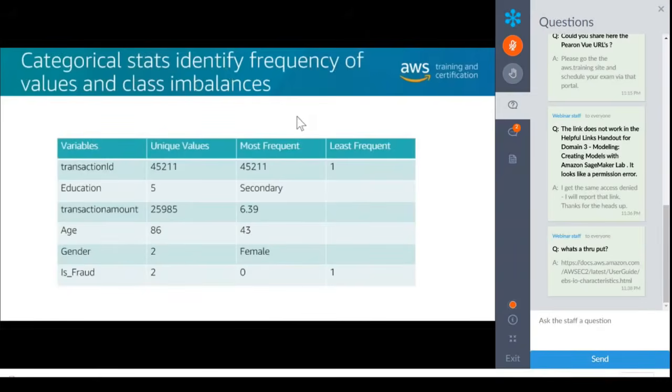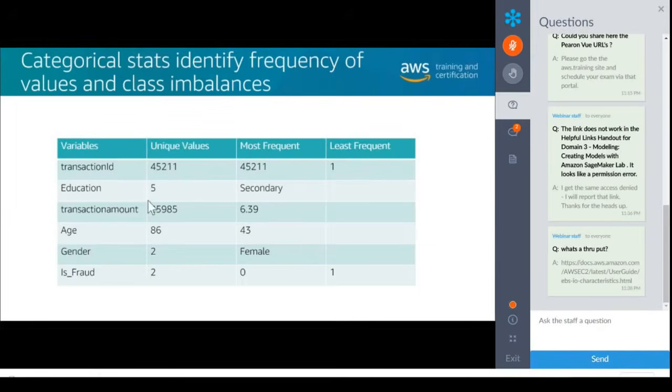So for instance, here we have some examples of categorical data, and just be aware that you might have some imbalances. So look at least frequent here, we've got empties along with the number 1. So we're looking at the variables, right? So we got transaction ID. There's 45,000 unique values for transaction ID, right? And that totally doesn't make any sense. Transaction ID is probably a unique value that has no significance with respect to our sample.